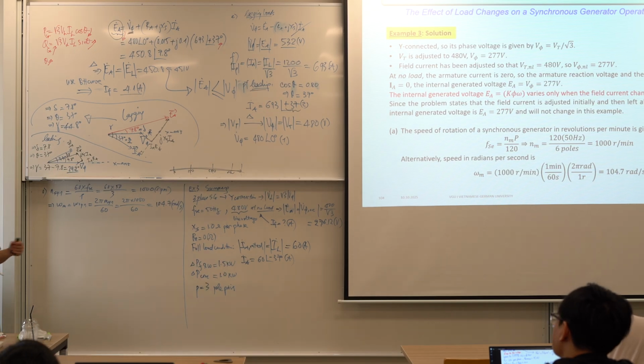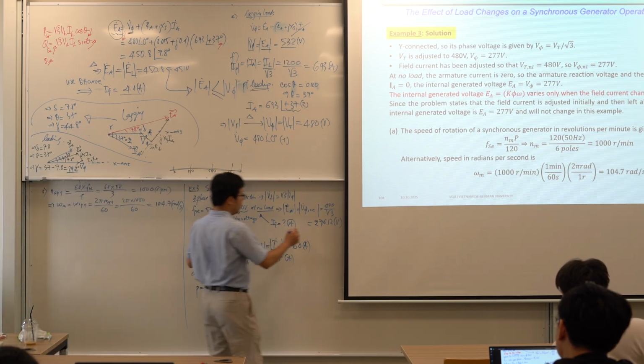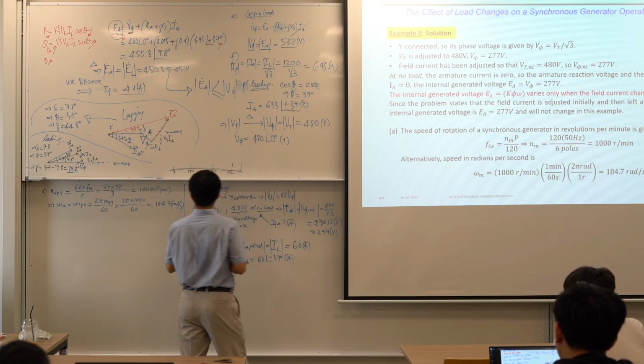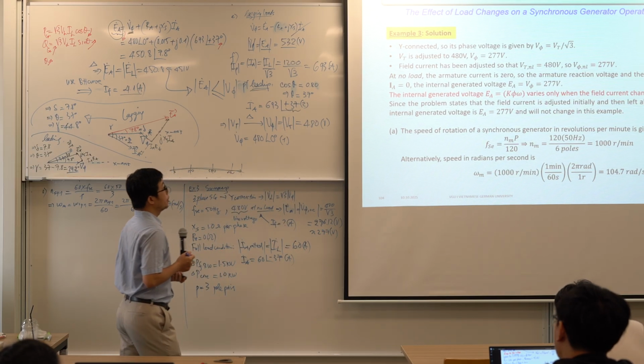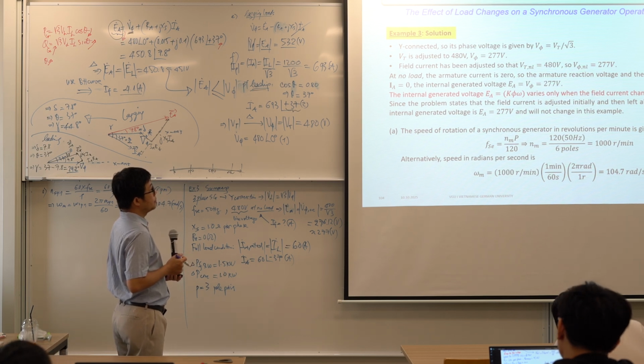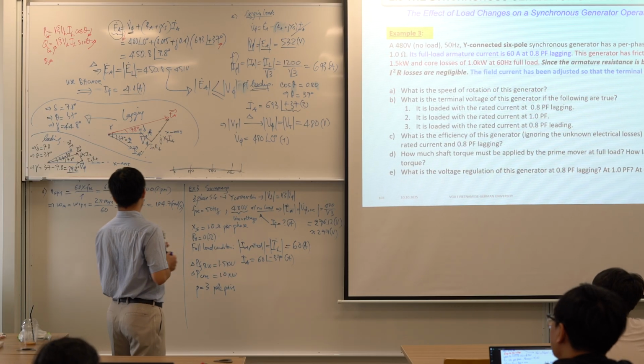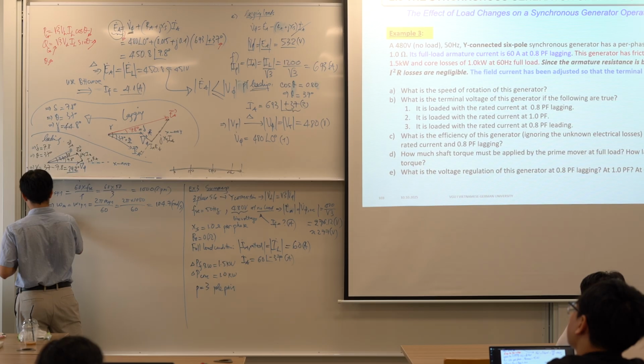So nearly 2771. So we finish description A. Description A. Now description B.